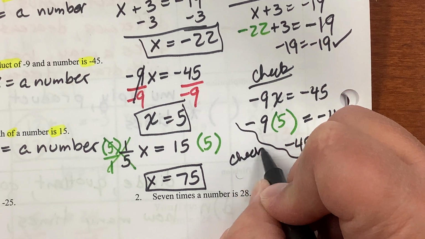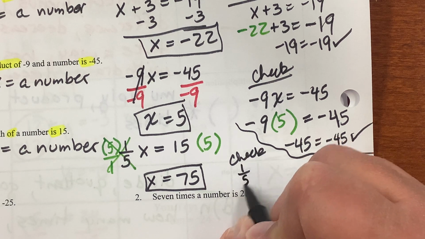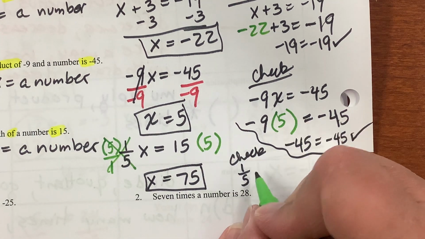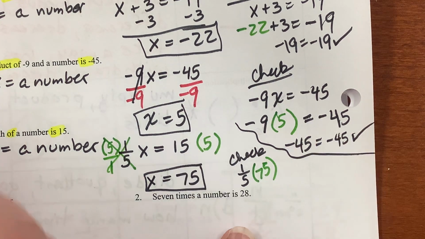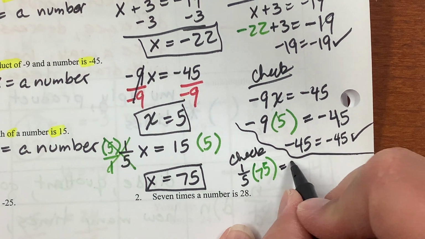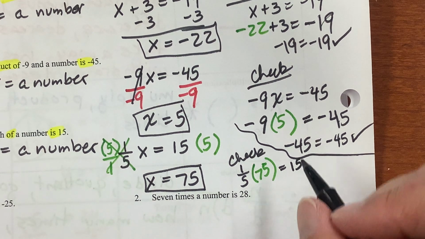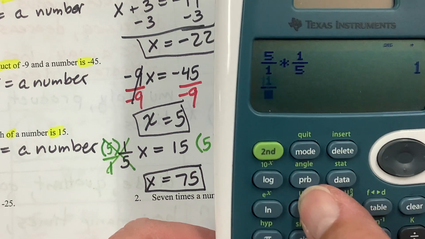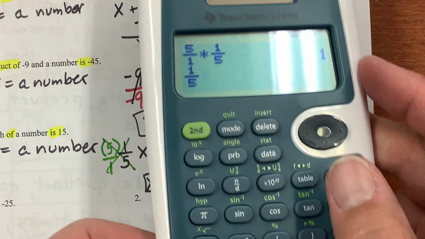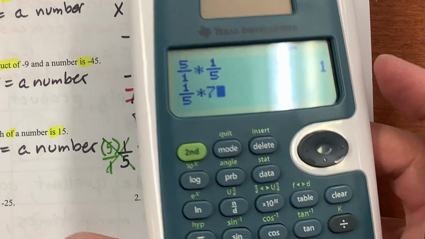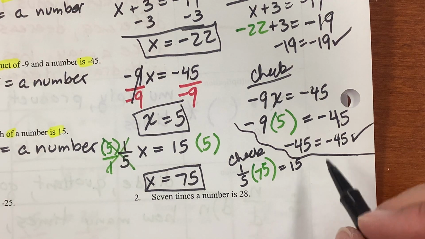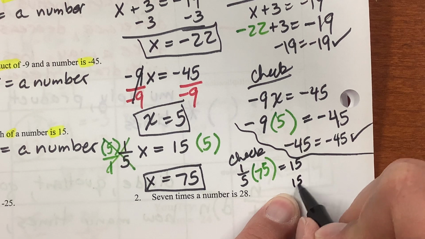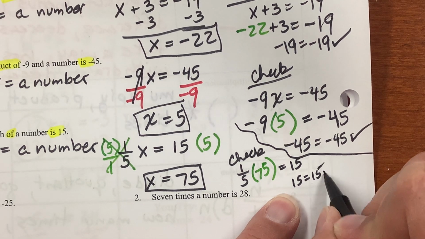Check. 1/5 of 75 is 15. And now, again, I'm going to grab that calculator just to make sure I did it right. 1/5 times 75 is 15. Look at that, genius. So 15 equals 15, and it checks.